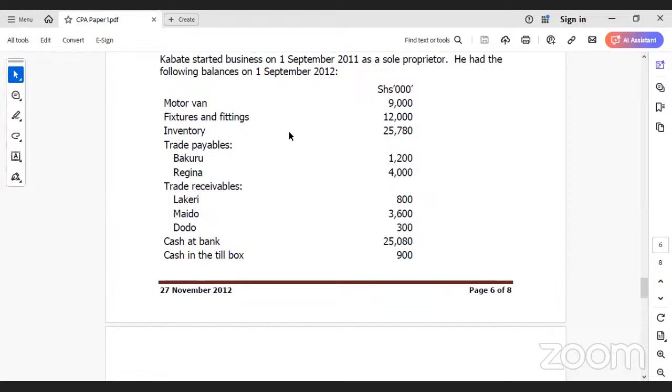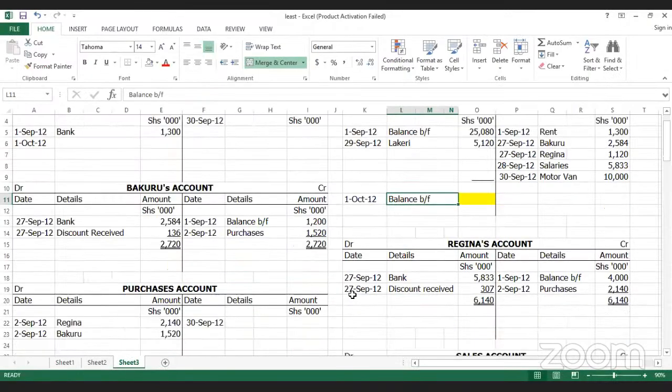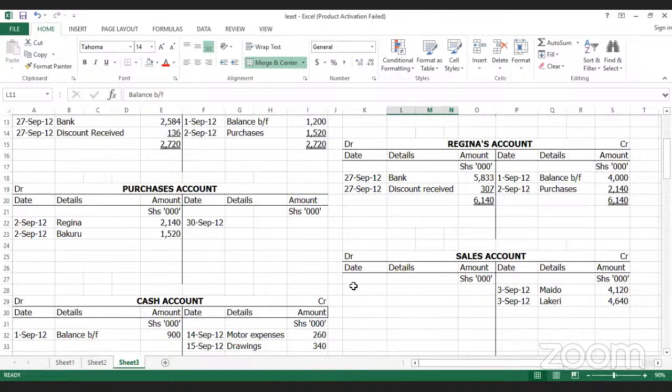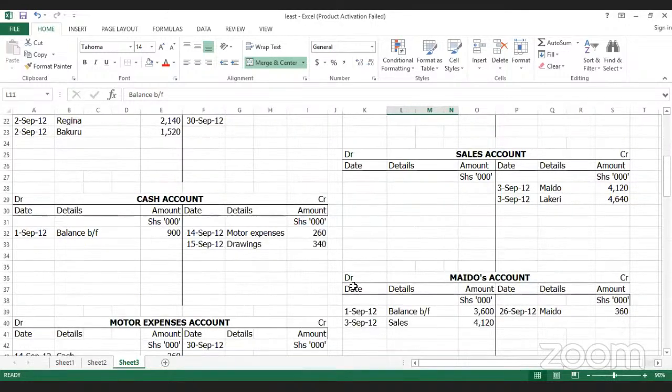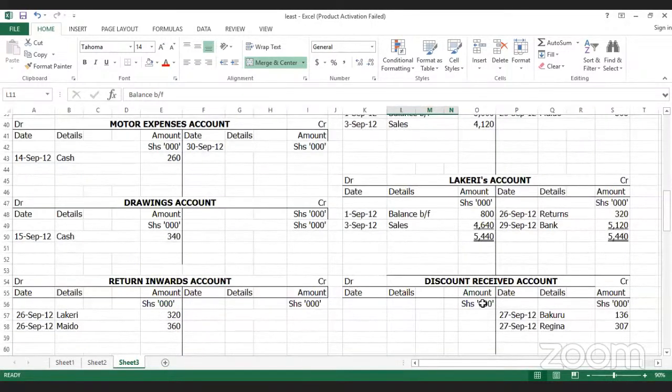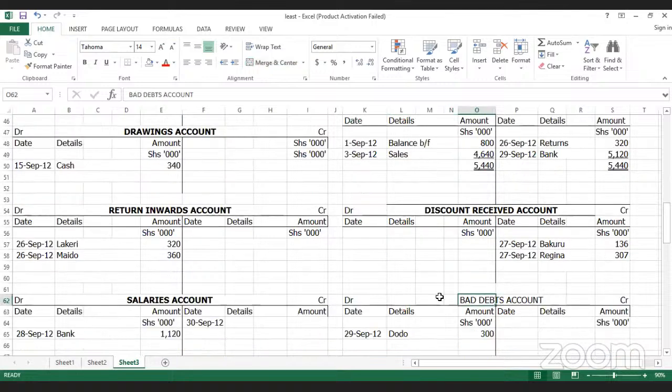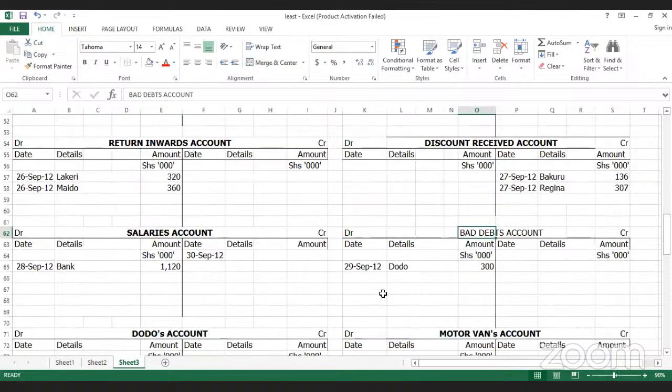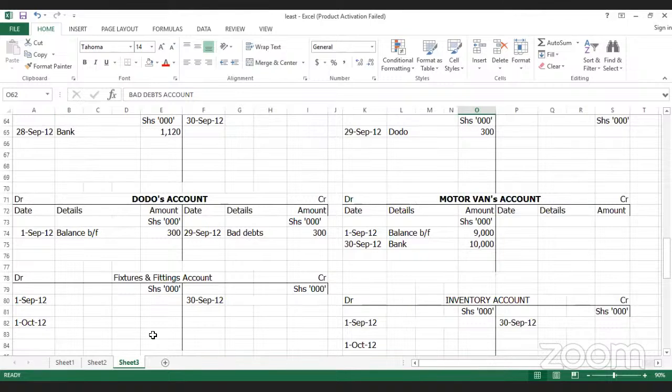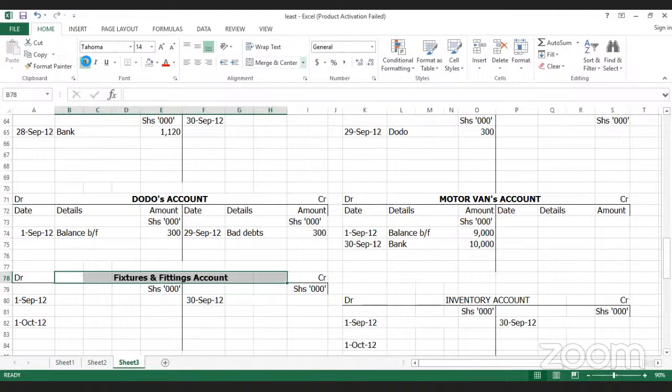So get a ruler, your pen, then we go and prepare that account. Let's prepare the fixtures and the fittings account because we also need that account. Members, we need that account. It should also be there.